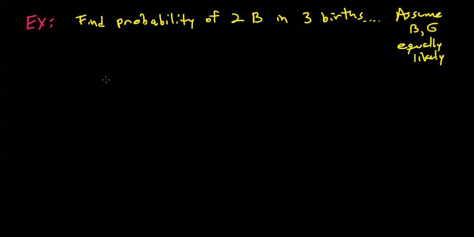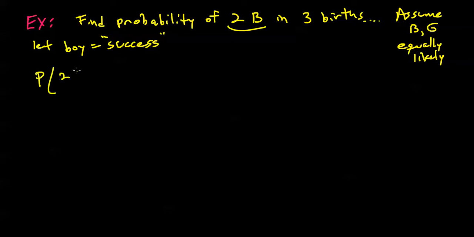Since I'm looking for two boys here, I'm going to call boy a success. I'm going to let boy be the event of a success. So really I've got a binomial probability distribution here where a boy is a success. I've got 3 births, so I've got 3 trials. There's a fixed number of trials, of course, and the probability of boy or girl is assumed to be the same in any trial. So we know the probability of 2 boys in 3 births.